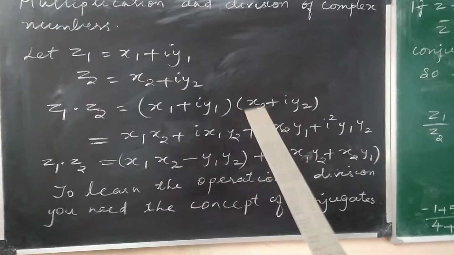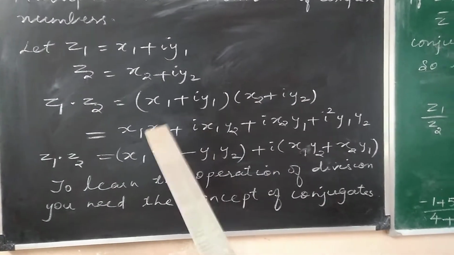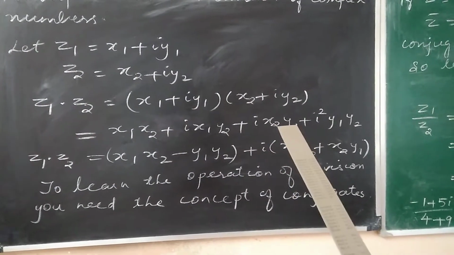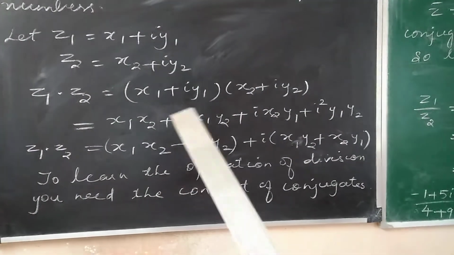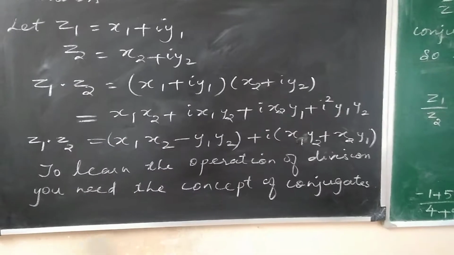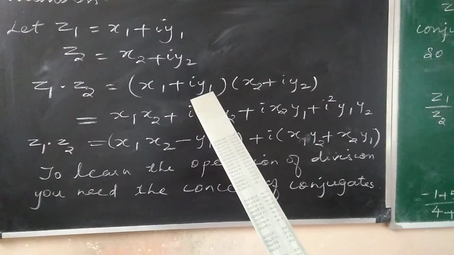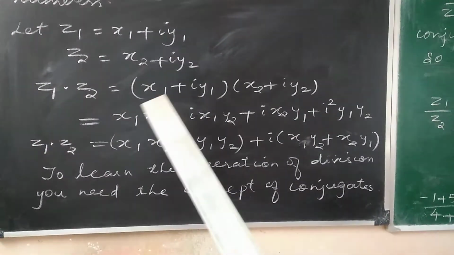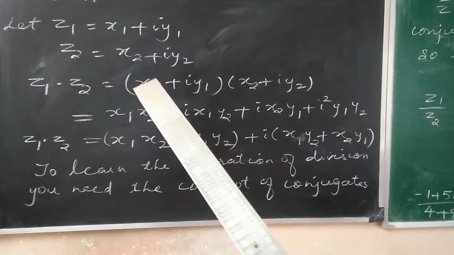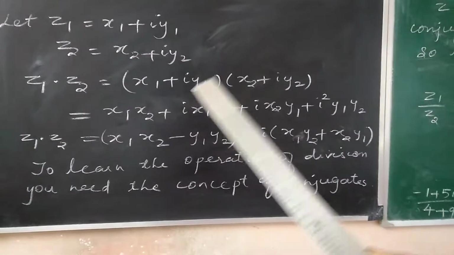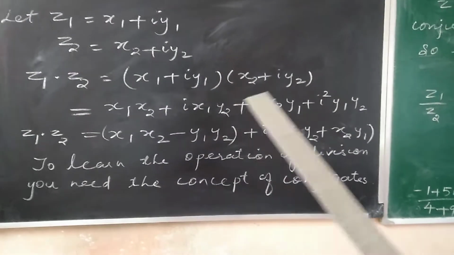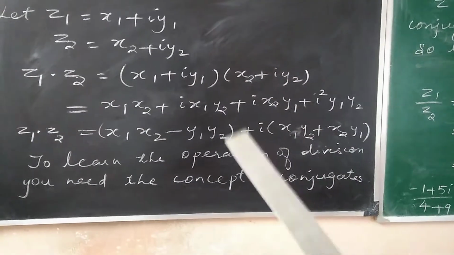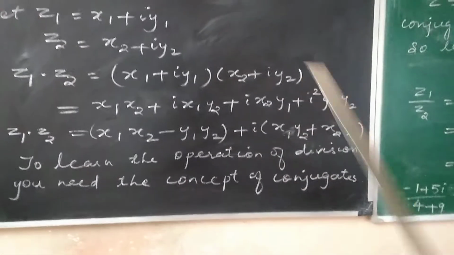First, we multiply the first bracket by x2. We get these two terms. And then we multiply by iy2. Then you get the next two terms. So x1 x2 is completely real. These two terms are multiplied as i into x1 y2. Then these two terms are multiplied as i into x2 y1. And finally these two terms give i square y1 y2.